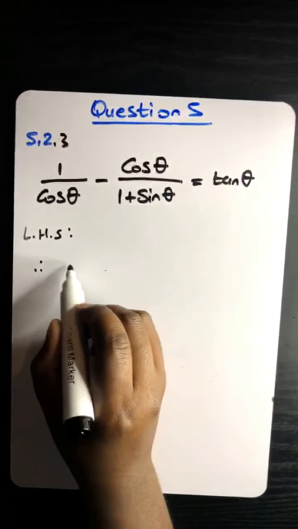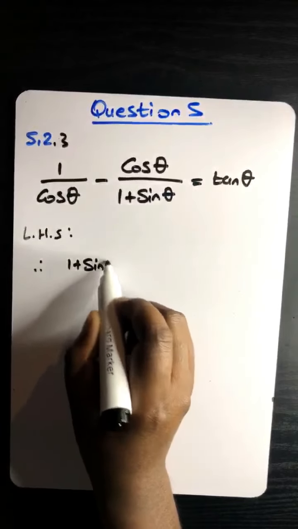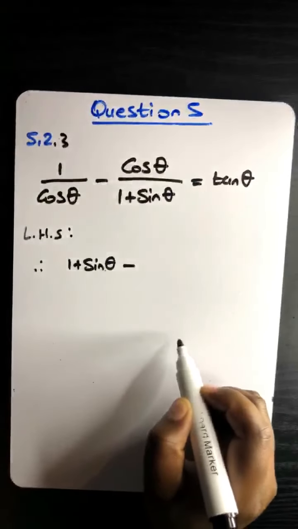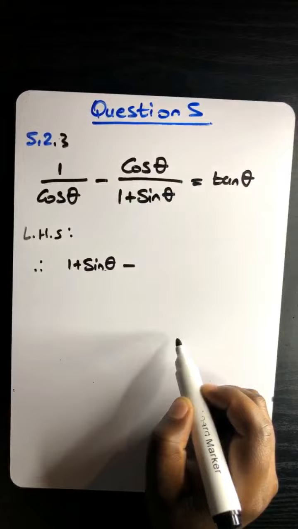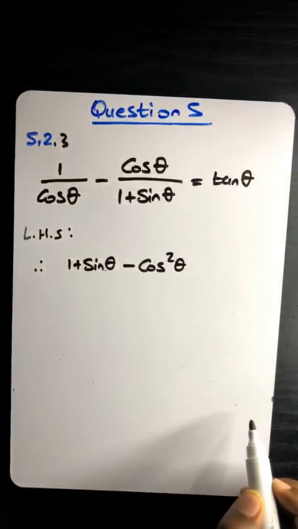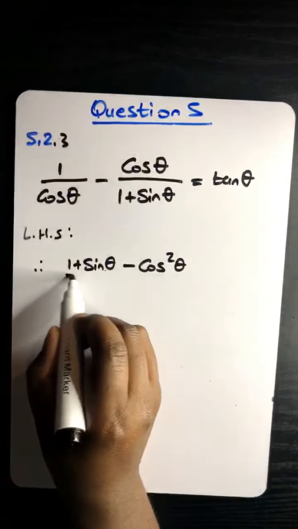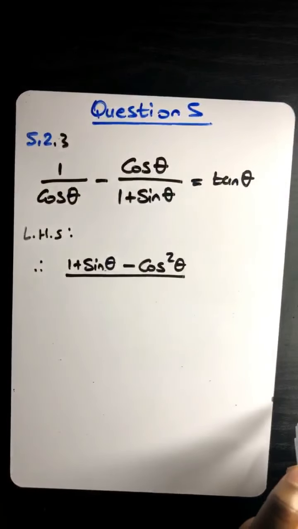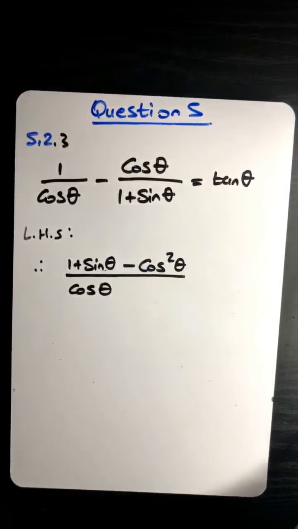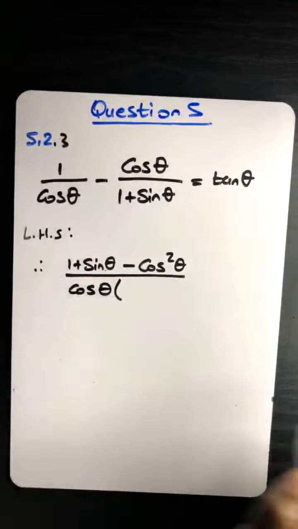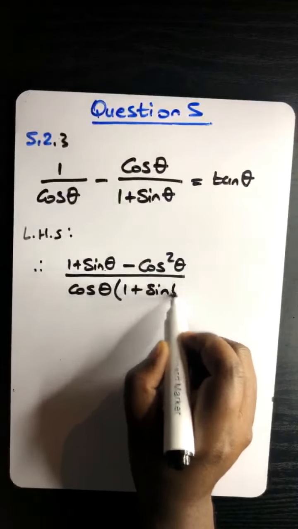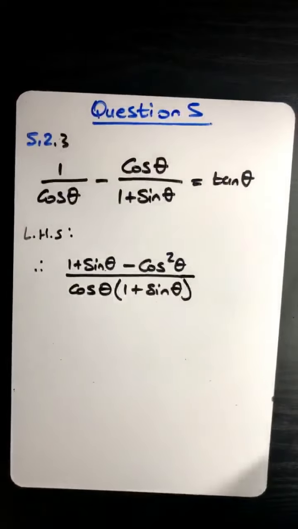1 plus sine theta, 1 plus sine theta, minus cos squared theta, cos squared theta, all over cos theta, open bracket, 1 plus sine theta, 1 plus sine theta. Hey, what are you doing there, determination?